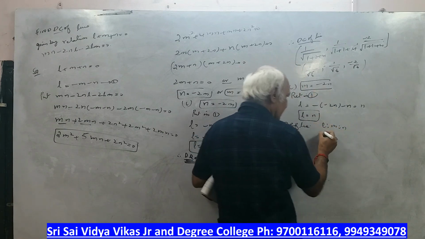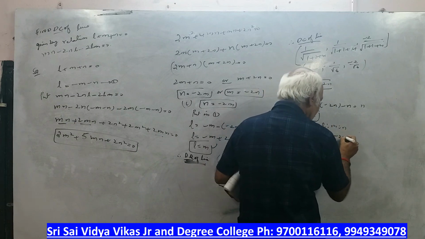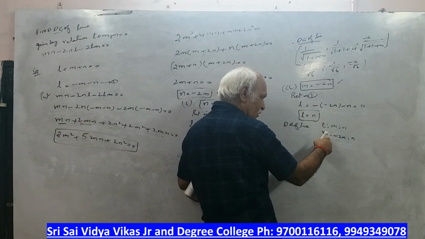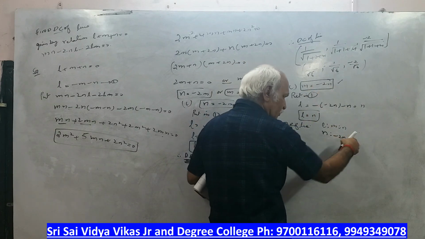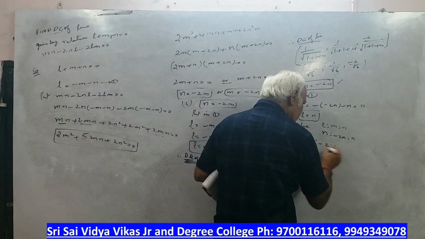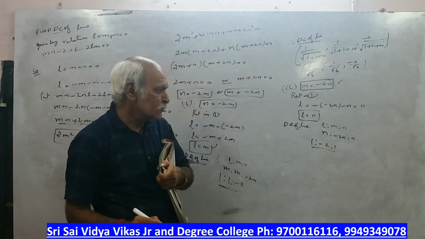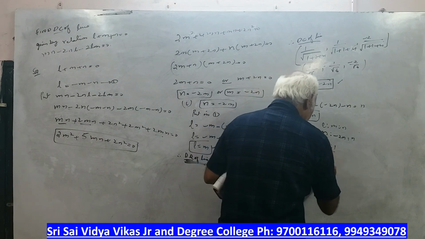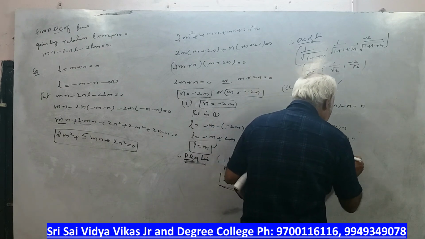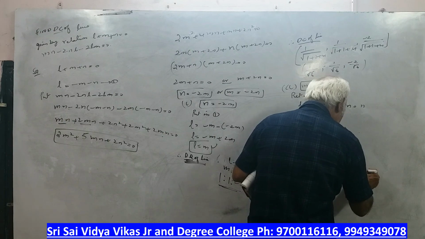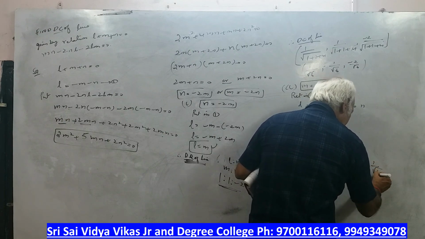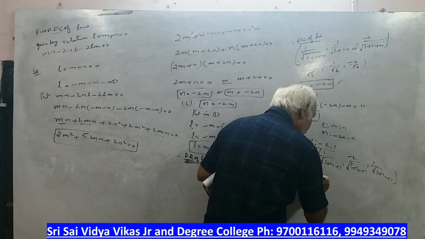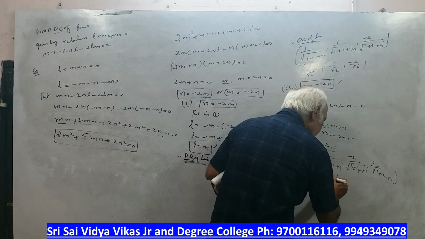What is L value? N. What is M value? Minus 2N. N value we did not get. Whatever values we are getting, we are putting here. L value we got N. M value we got minus 2N. So this will get cancelled. 1 is to minus 2 is to 1. Therefore, DCs of the line are 1 by root of 1 plus 4 plus 1, minus 2 by root of 1 plus 4 plus 1, and 1 by root of 1 plus 4 plus 1. So 1 by root 6, minus 2 by root 6, 1 by root 6.